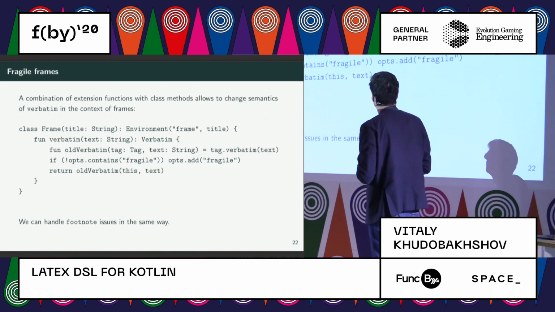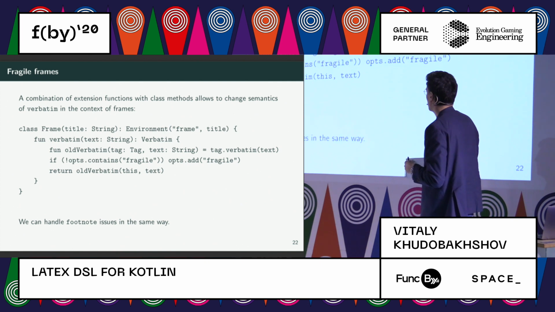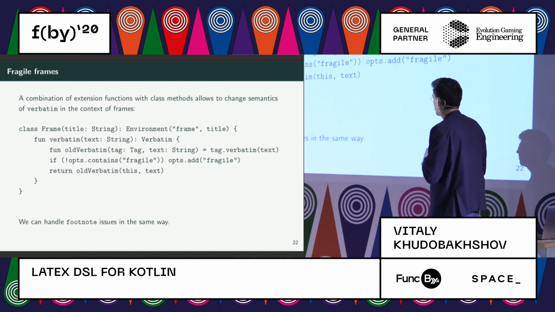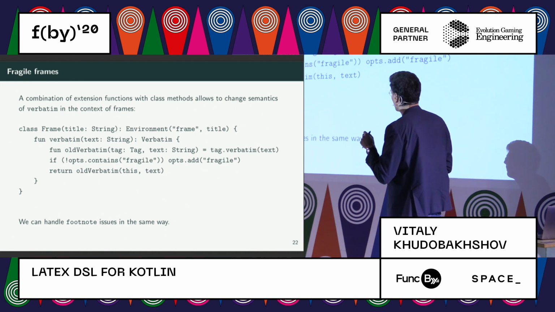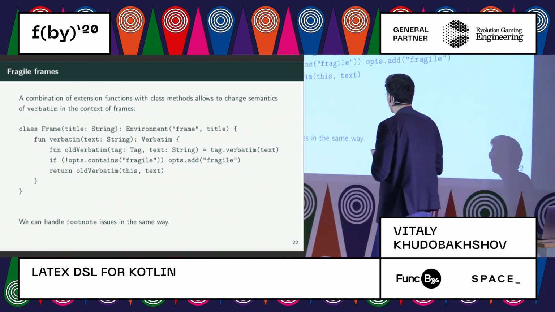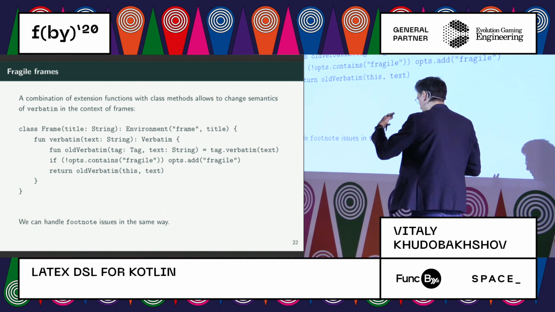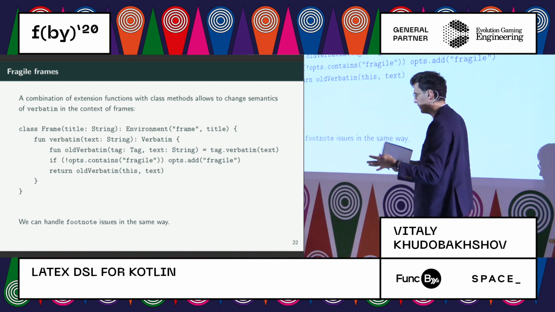Combination of extension functions and class methods allow us to change semantics of verbatim in the context of frames, for example. And so we can use our verbatim functions from our package and change behavior of the frames slightly here, by adding an optional parameter fragile to our environment, absolutely without any user intention, just automatically. So this is very good because you don't need to think about how to handle problems of compatibility between my text and my document.